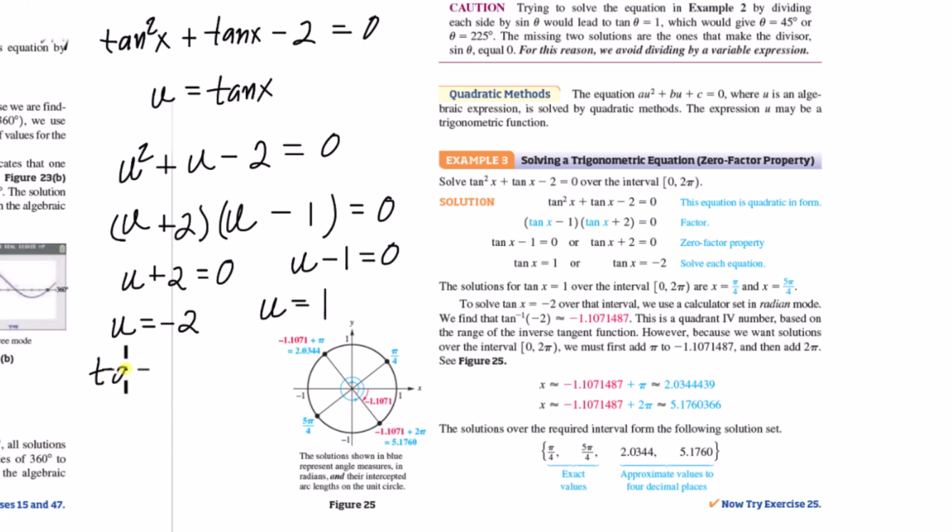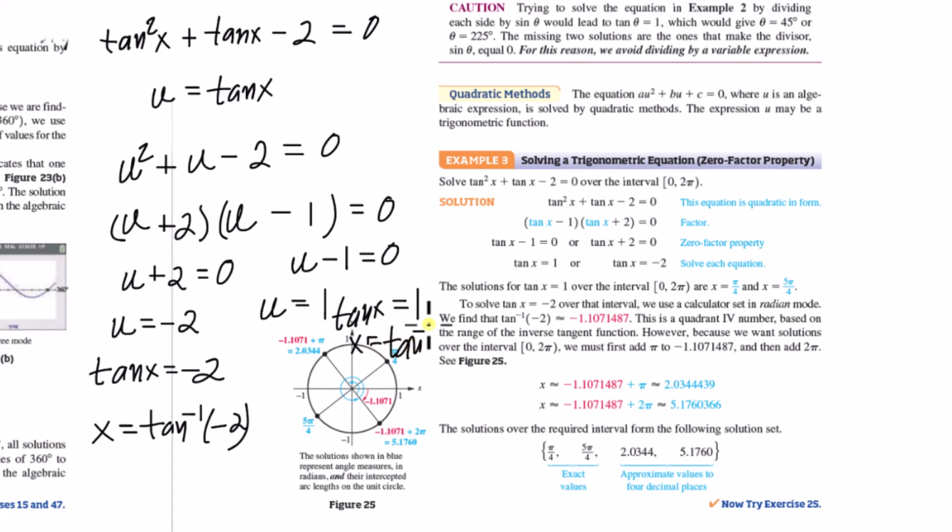But u is equal to tangent x, so tangent x is equal to minus 2, and tangent x is equal to 1. So now you see that x can be inverse tangent of minus 2, or x can be inverse tangent of 1. And then you just go from there. There's going to be 2 solutions here between 0 and 360, 2 solutions here between 0 and 360, and then if you expand out from there, it's any angle that's also coterminal with those 2 angles.